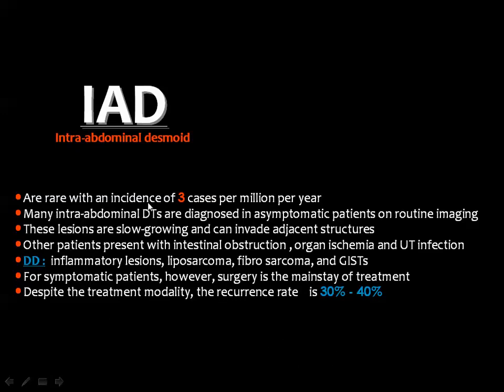Intra-abdominal desmoid is a very rare lesion, and in most of the cases, it is asymptomatic, and lesions can grow slowly and can invade the adjacent structures. They may cause sometimes intestinal obstruction or organ ischemia or even urinary tract infection. This lesion is usually mistaken for inflammatory intraperitoneal lesions, for liposarcoma, fibrosarcoma, and even for GIST tumors.